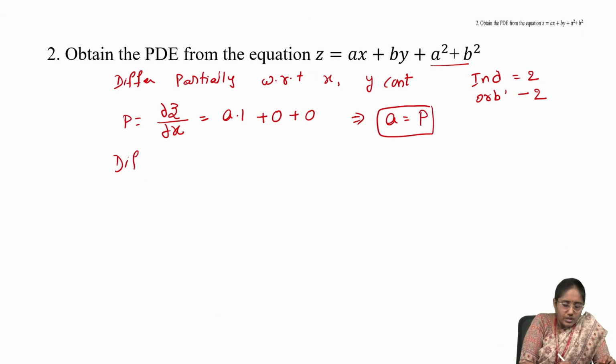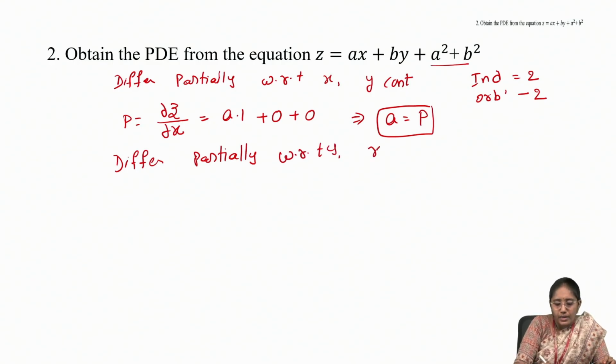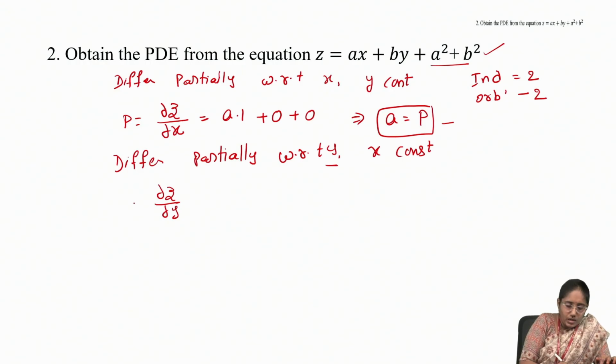Now again differentiate partially with respect to y by keeping x constant. So ∂z/∂y. Here we differentiate the given equation every time, not the others. Differentiate the given equation with respect to x here and differentiate the given equation with respect to y. Now that is represented as q.